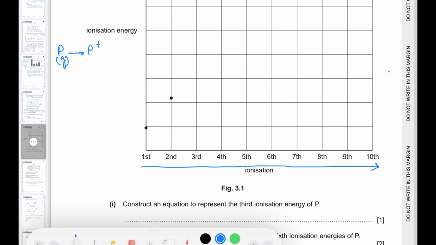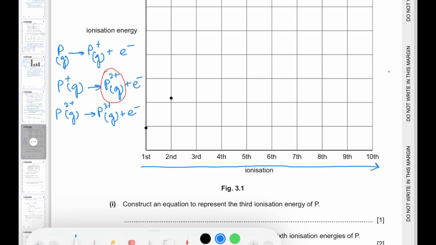The first ionization energy is the energy that is required to remove the first electron from phosphorus and form the phosphorus ion with a positive charge. The second ionization energy will be the energy required to remove an electron from a phosphorus ion with a +1 charge. This will result in a phosphorus ion that has a +2 charge. And the third ionization energy will be the ionization energy required to remove an electron from this phosphorus ion with a +2 charge, which will result in a +3 charge. So that's your answer over here.